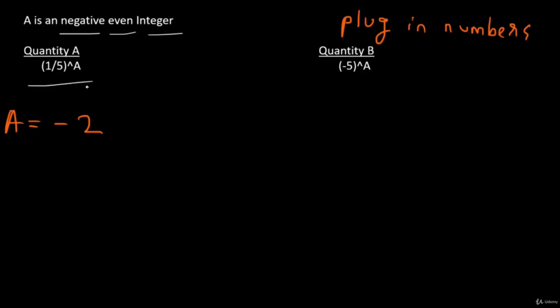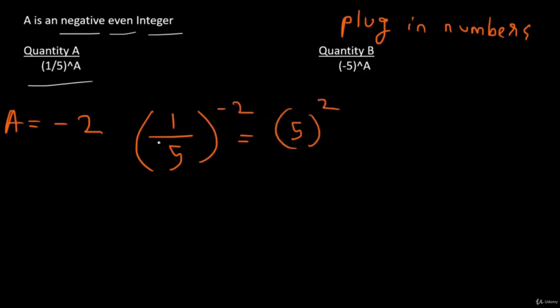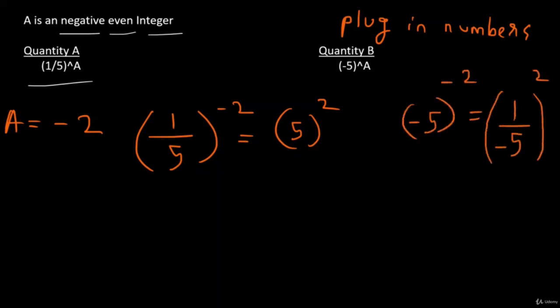Now over here, this becomes 1 by 5 to the power minus 2, which is equal to 5 to the power 2, right? So that's your quantity A. What about quantity B? This is minus 5 to the power minus 2, which is equal to 1 by minus 5 to the power 2. Alright, so over here you get 25, and this is a positive fraction, right? So definitely quantity A is greater than quantity B, and hence the correct answer to this question is option A.